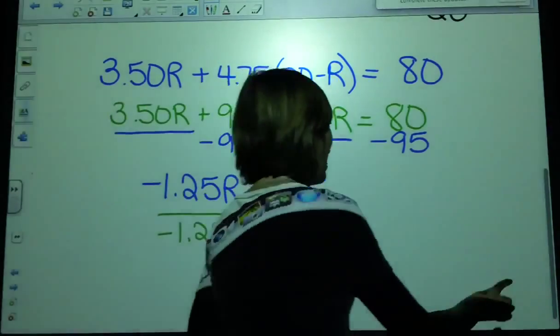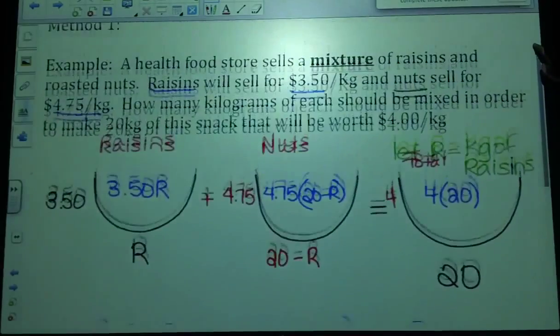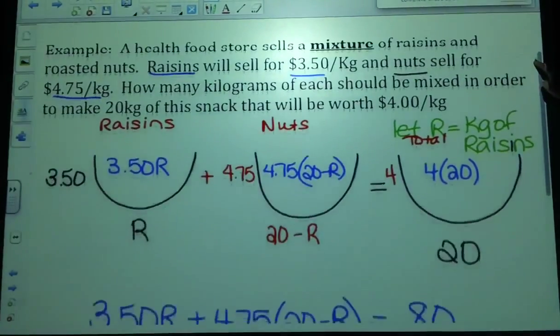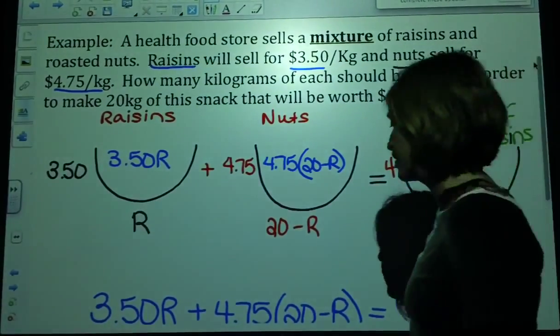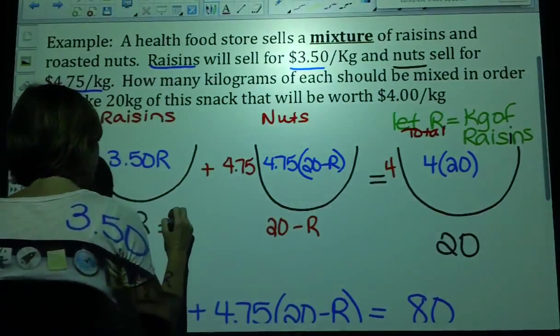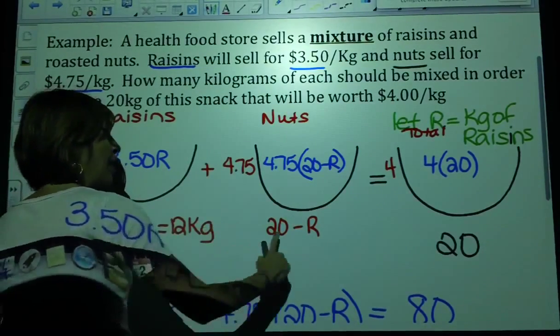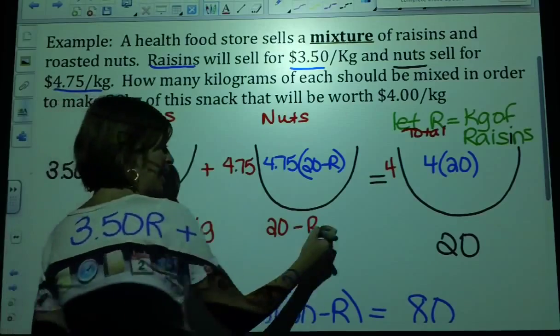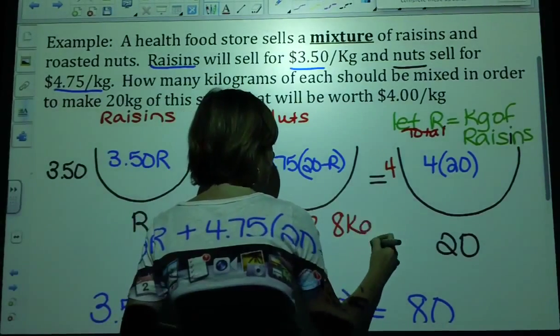Now I go back. So R was 12, and it asked me how many kilograms of each. R was the kilograms of raisins. So we have 12 kilograms of raisins. And then 20 minus 12, which is 8, we have 8 kilograms of nuts.